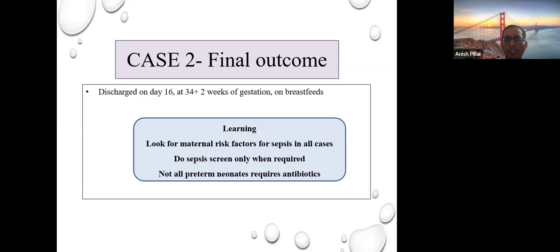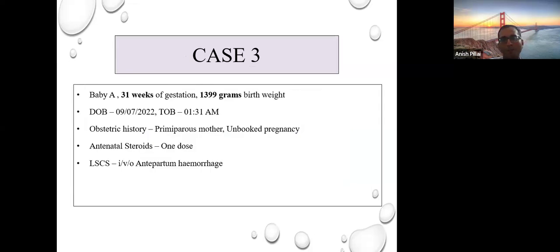So what happened to case 2? What was the final outcome? Discharged after 2 weeks, so 34 plus 2 weeks. So it was a very smooth discharge. Without any antibiotics, without any infections, this baby could be managed.